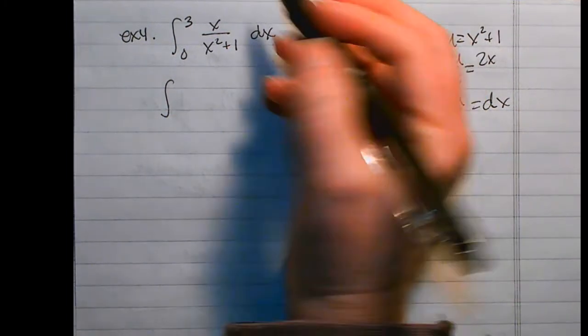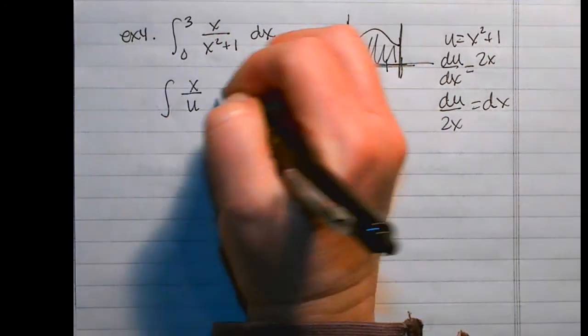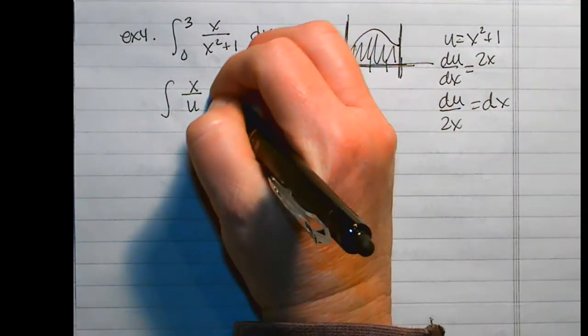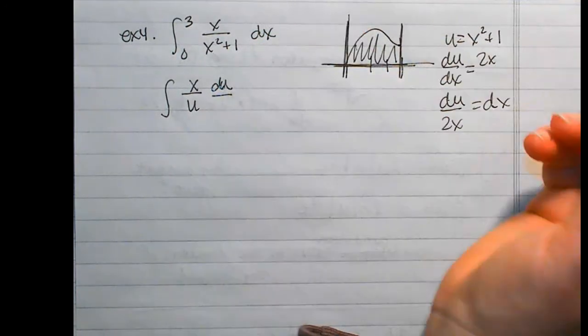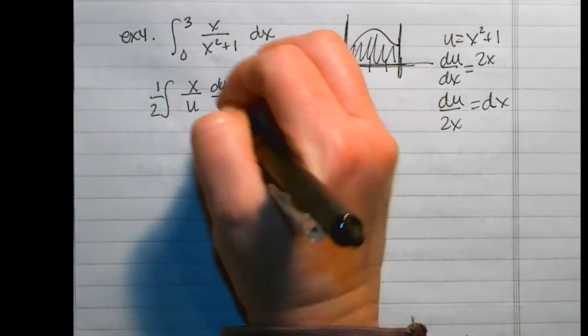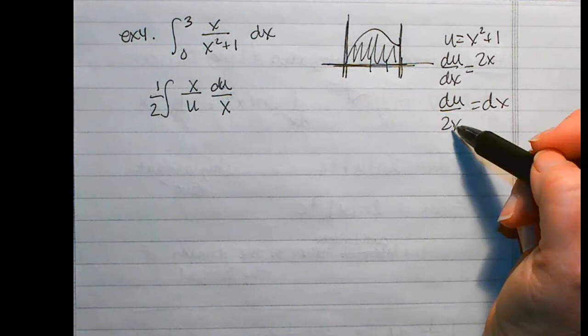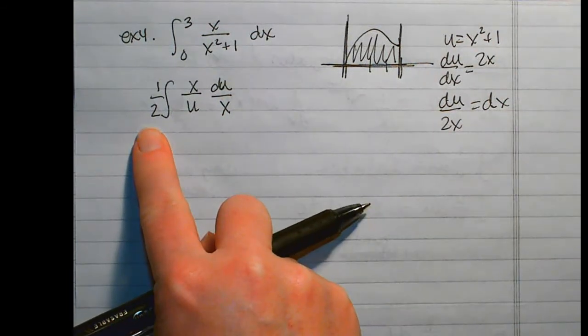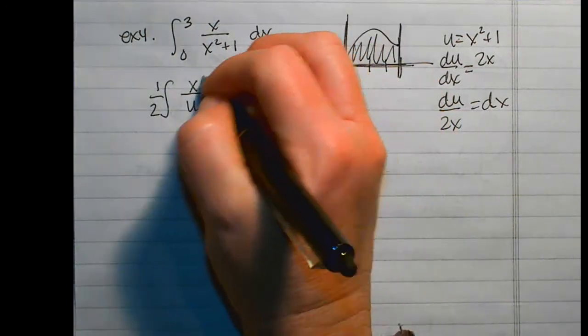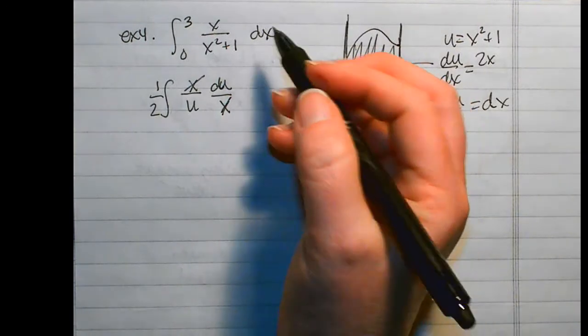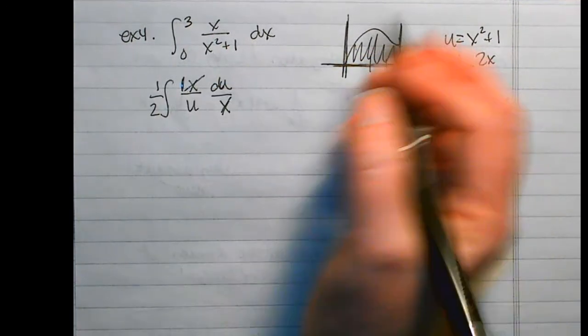So anyway, I've got x over u. Instead of dx, I've got du over 2x. So 2's in the bottom, I put it in the front. I'm making a lot of leaps here. Are y'all okay with all that? Okay, cool. So x cancels x. And now I have 1 over u du. So I have 1/2.